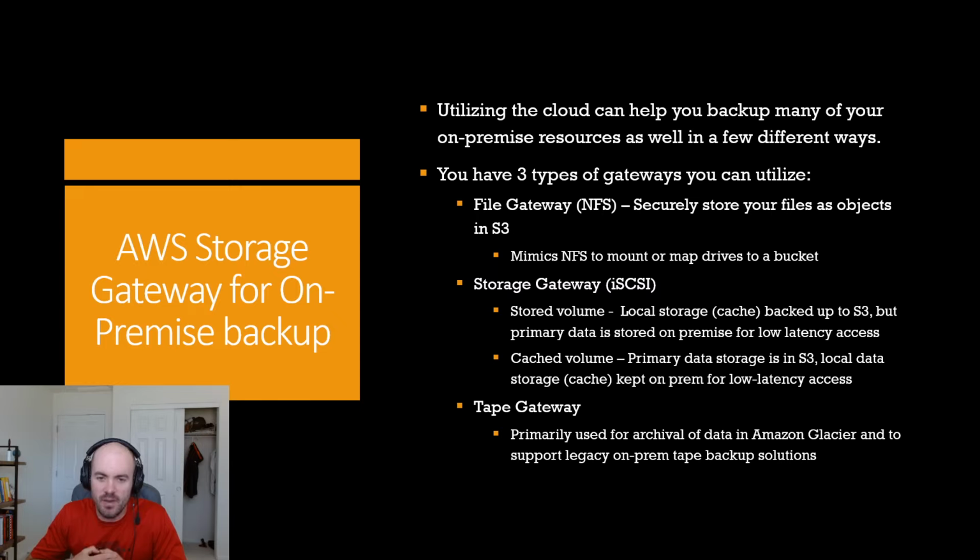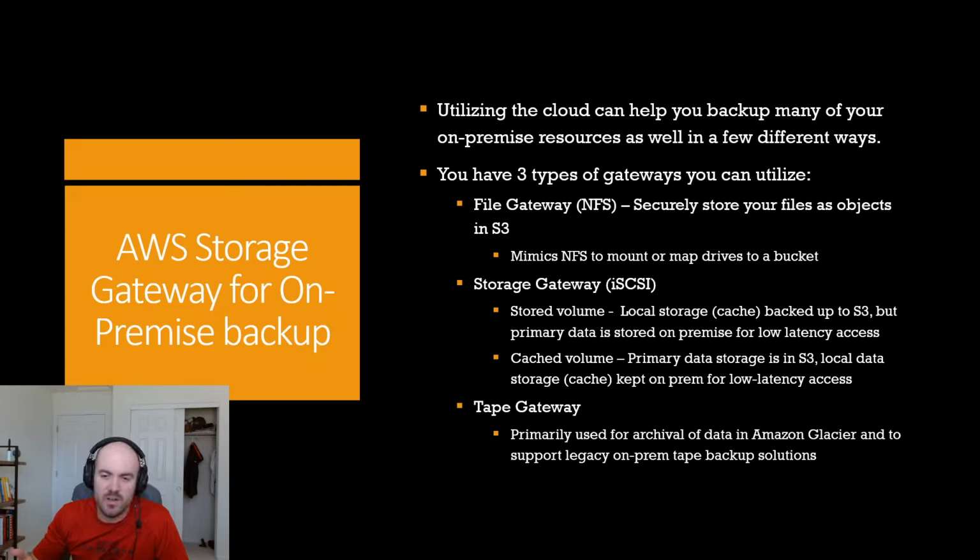and you'll definitely be asked about them at least once, so get familiar. But you've got a stored volume, which is going to be the local storage, or your cache is going to be backed up to S3, but your primary data is still going to be stored on premise for low latency access. All right. And then you've got a cached volume, which caches the most frequently accessed data on premise, but it's going to use AWS and S3 as the primary data storage.